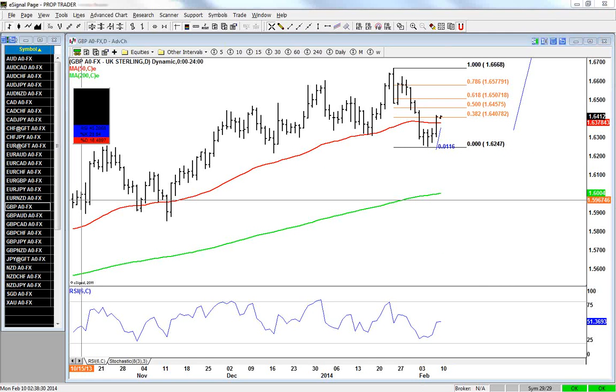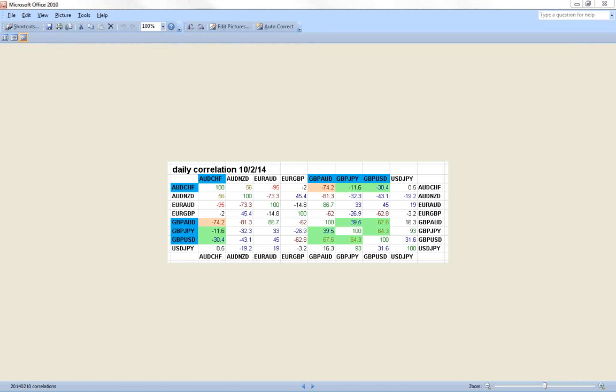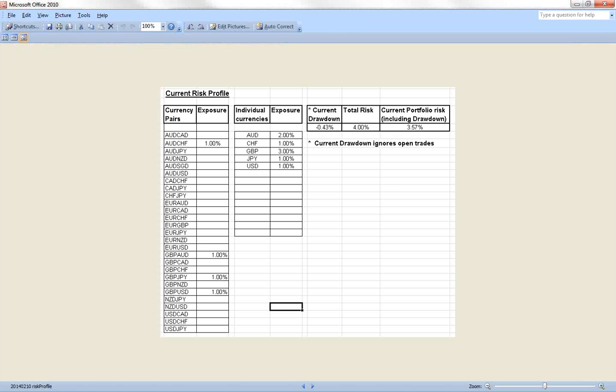Right, where's that other email? I had a couple missing. Exposure 2%, 1%, 3%, 1%, 1%. Cool. Total risk 4%. 3.5% current drawdown. Shouldn't that be 4.5% if your current drawdown is 0.5% and you're risking another 4%? Wouldn't that be 4.5 rather than 3.5?